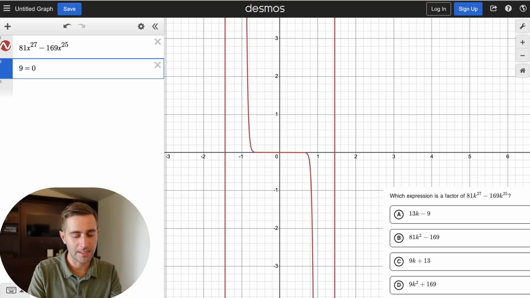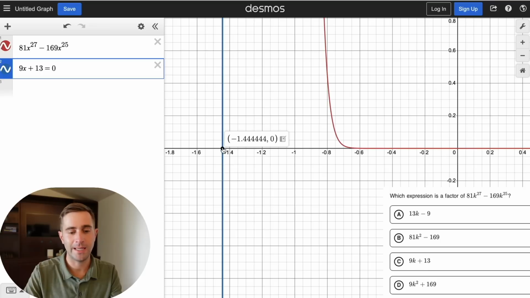But if we go down to C and we do 9x plus 13 equals 0, we can see we hit at that exact same intercept, and that's how we can see that C is our correct answer without having to do all of the difficult factoring.